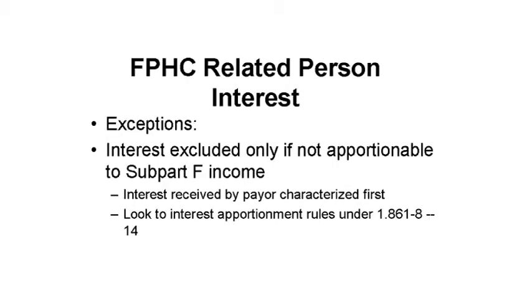Under the second exception, interest income is not excluded if the interest expense of the payor is properly allocable under the 861 rules to Subpart F income. A circularity rule applies for ordering determinations for CFCs that are both recipients and payors of interest.